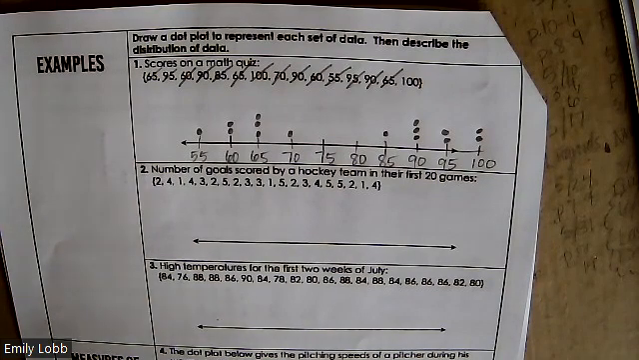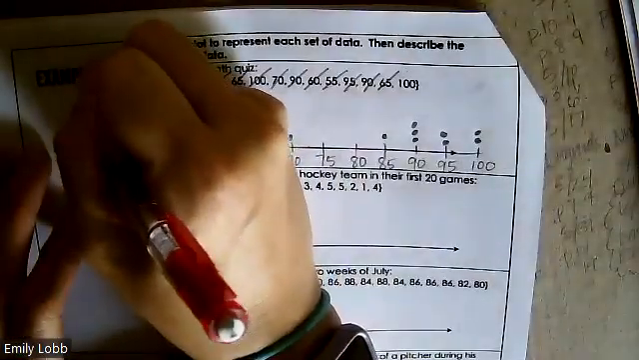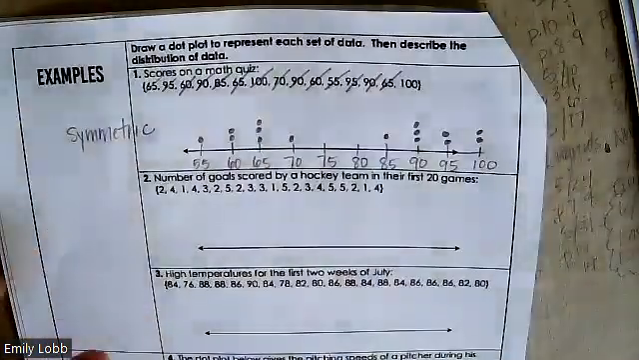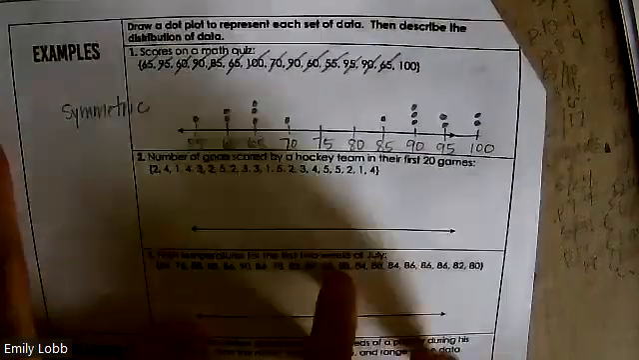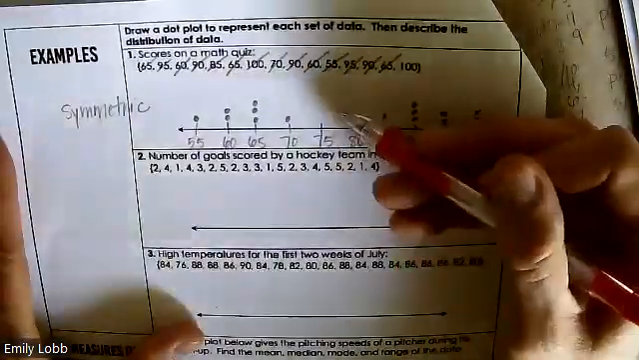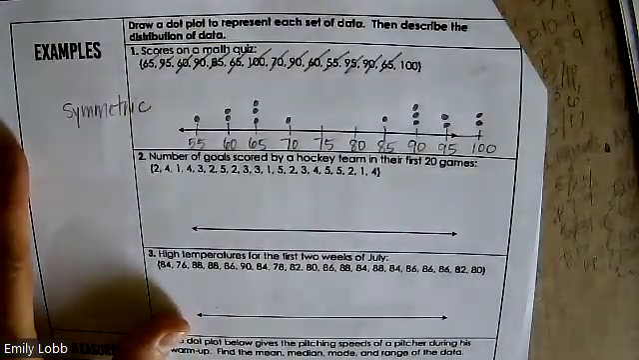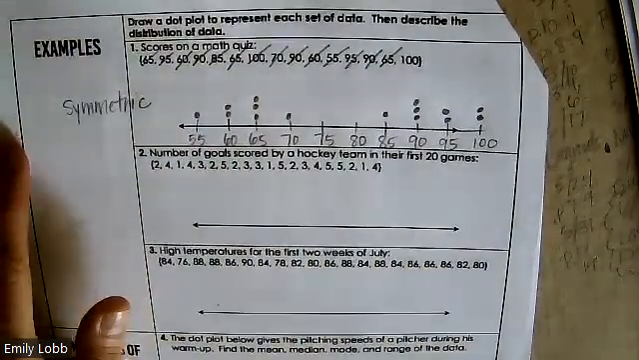Doesn't look like it's skewed right or left. It does look pretty mirrored, so we call that symmetric. So, in other words, if I kind of picked a point and folded it over, it would look fairly similar. In fact, almost exactly similar, except there would be another one at 55.